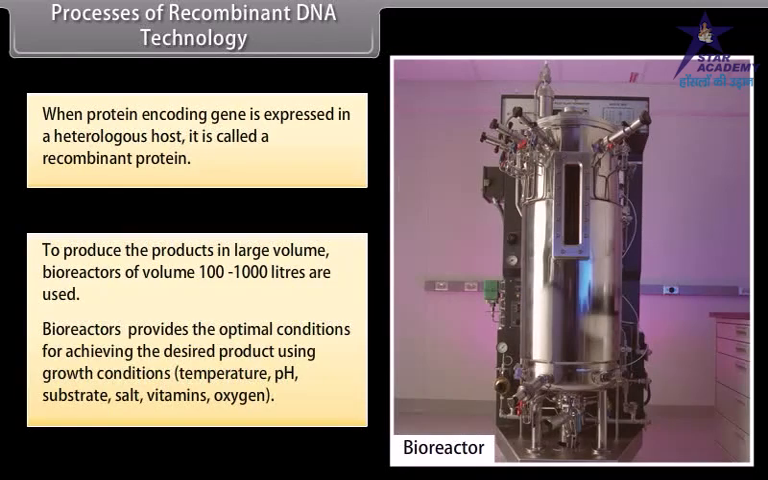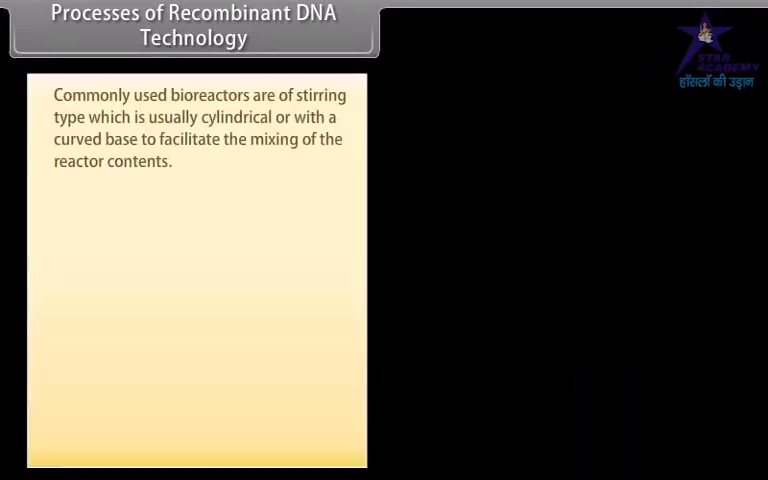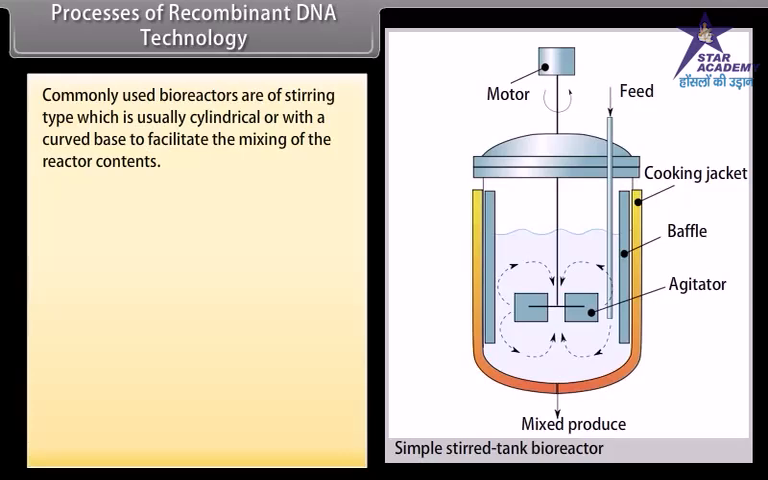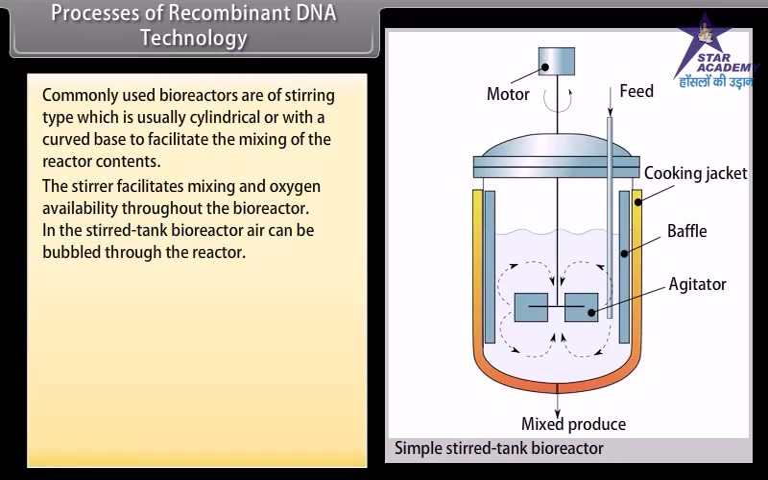Bioreactors provide the optimal conditions for achieving the desired product using growth conditions, temperature, pH, substrate, salt, vitamins, and oxygen. Commonly used bioreactors are of the stirring type, which is usually cylindrical or with a curved base to facilitate the mixing of the reactor contents. The stirrer facilitates mixing and oxygen availability throughout the bioreactor. In the stirred tank bioreactor, air can be bubbled through the reactor.